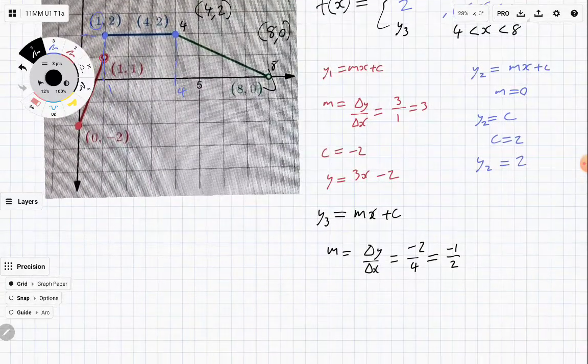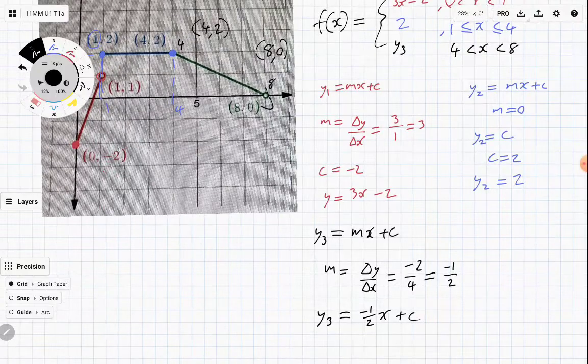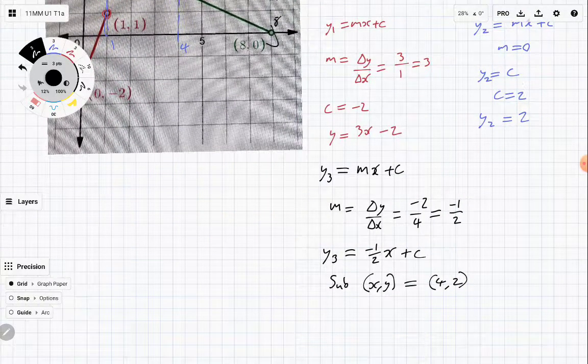The c1 is going to be a little bit harder to find out. So far we know what the gradient is. It's negative a half. So we're going to have to substitute in one of the 2 points. It's your choice whether you prefer 8, 0 or 4, 2. In this case, I'm going to sub in x, y is equal to 4, 2. You could have done 8, 0. You're going to get the same value for c either way.